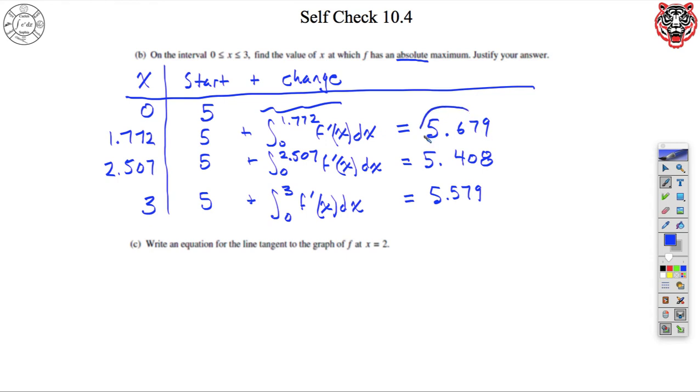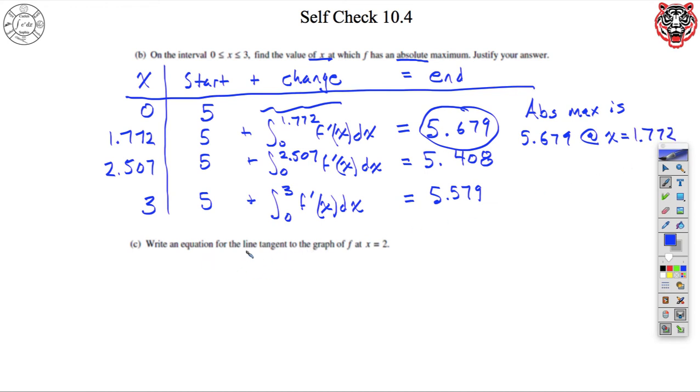All right, absolute maximum coming back here. It's the biggest one. That's the maximum, and it's asking for a value of x. So I'm just going to put both of them in the answer so I don't make a mistake. By the way, I should complete my table up here. Absolute max is 5.679, and it's at x is equal to 1.772. Perfect. And on to part C.